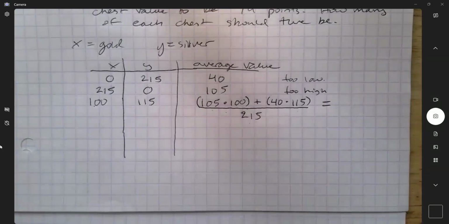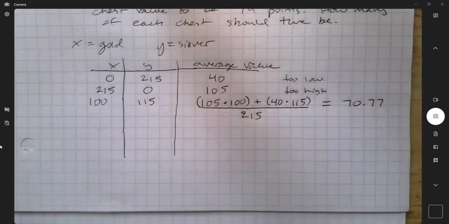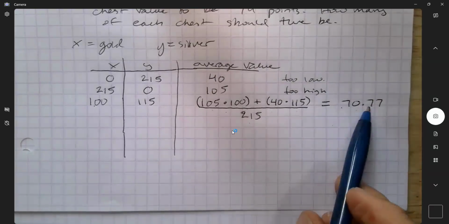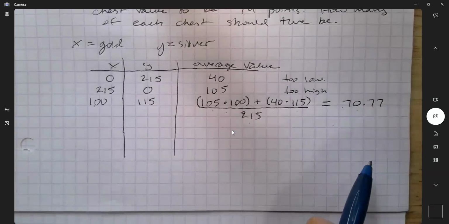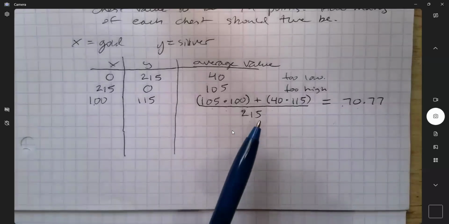I have hopped over to Desmos. I know you can't see this. That's okay. 105 times 100 plus 40 times 115, and then I take all of that and I divide it by the total number of chests. And I get about 70.77. Well, that's good news. I'm a lot closer than I was. It's still too low, but it's not way too low. Let me just do one more, and maybe that'll give me some intuition on actually building the formula.